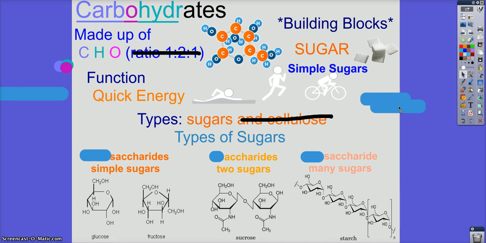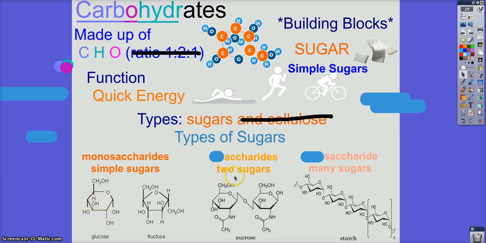If there's 1 block or 1 simple sugar, anybody know what it's called? So what does 1 mean? What's a root word for 1? Mono. That's exactly what they're called. Monosaccharides. 1 block of this complex molecule that's composed of carbons, hydrogens, and oxygens.